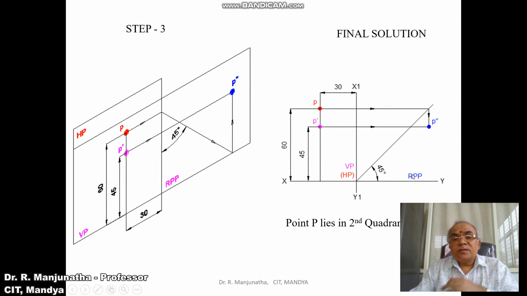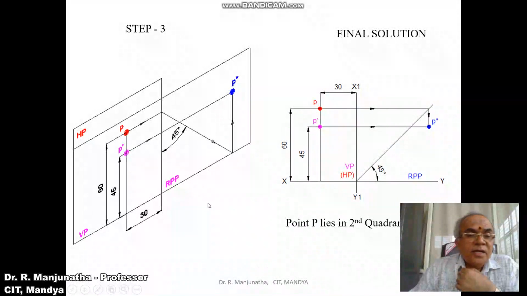Then the distance with respect to the profile plane, which is 30 mm, that is the distance behind RPP, is seen in both VP and HP. Both VP and HP are above the XY line. So from here you measure the distance of 30 mm and draw a vertical thin projector. The distance above HP, which can be seen in the vertical plane, is above the XY line. Measure the distance of 45 mm from the XY line and mark this point. This point will become small p dash.